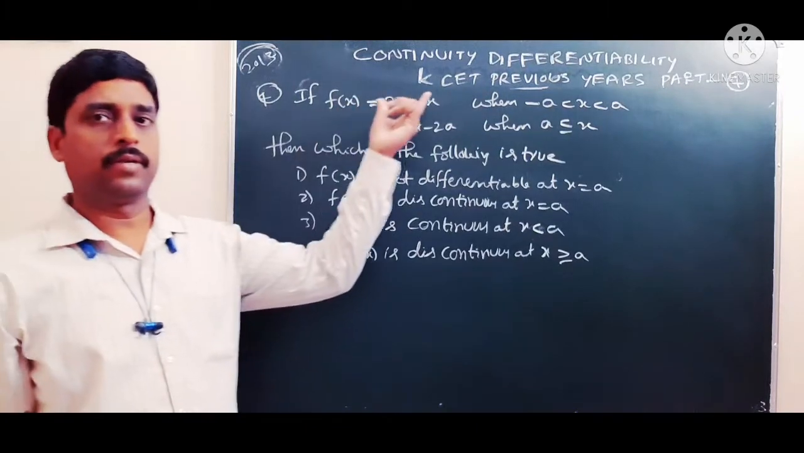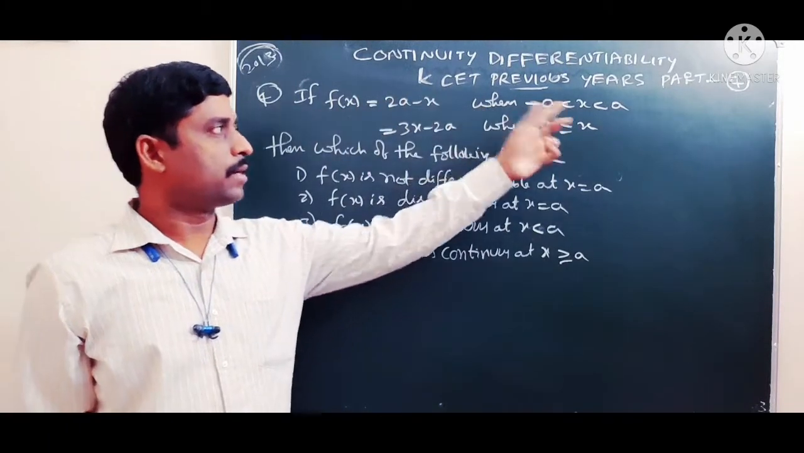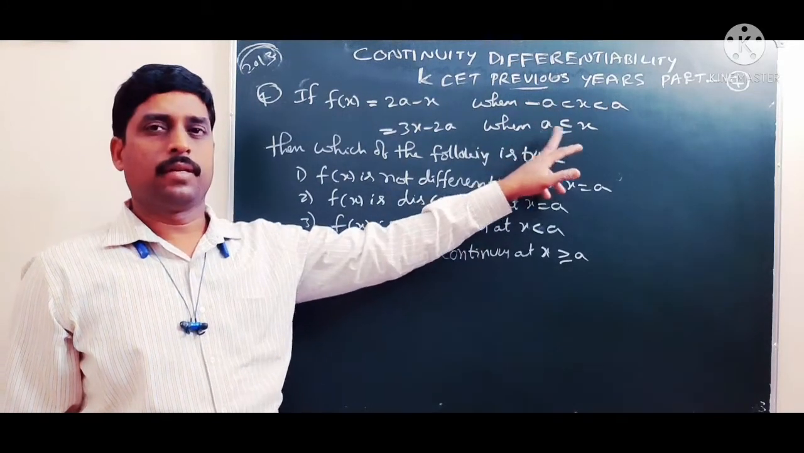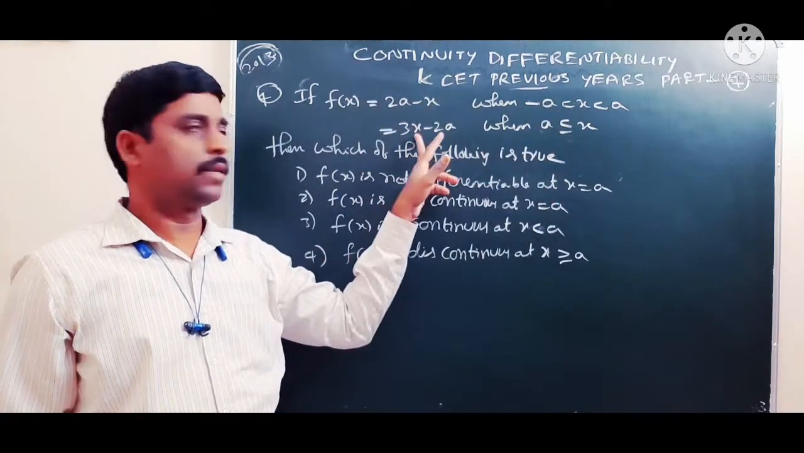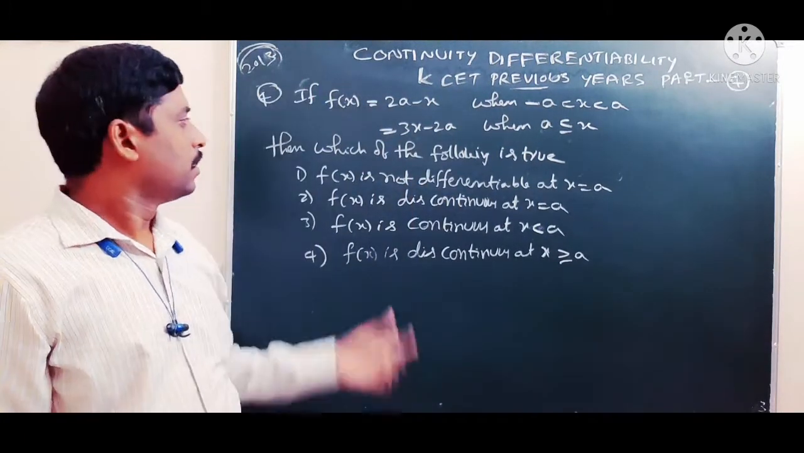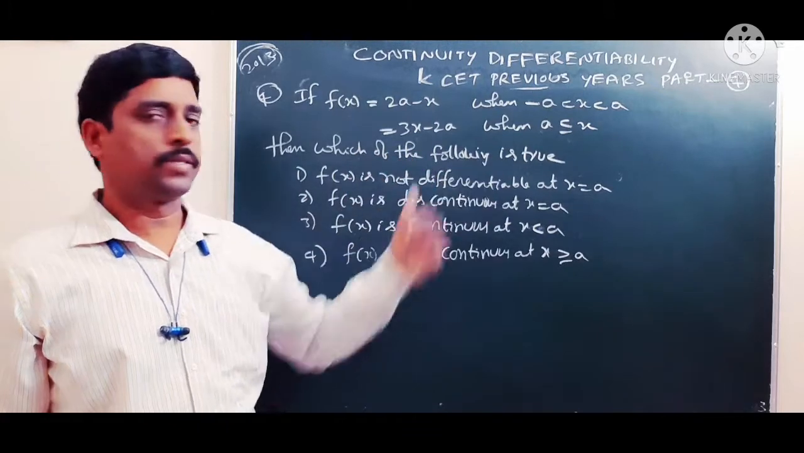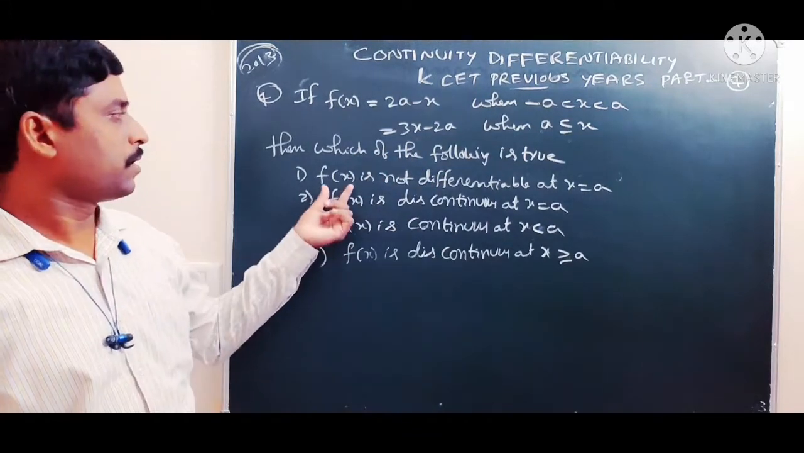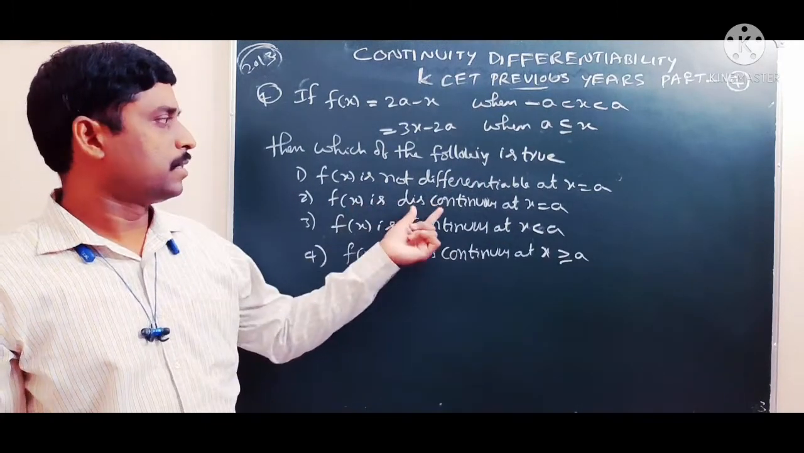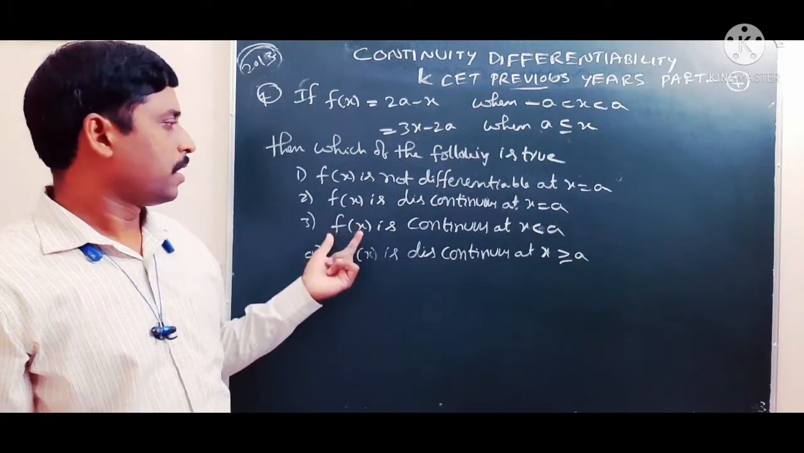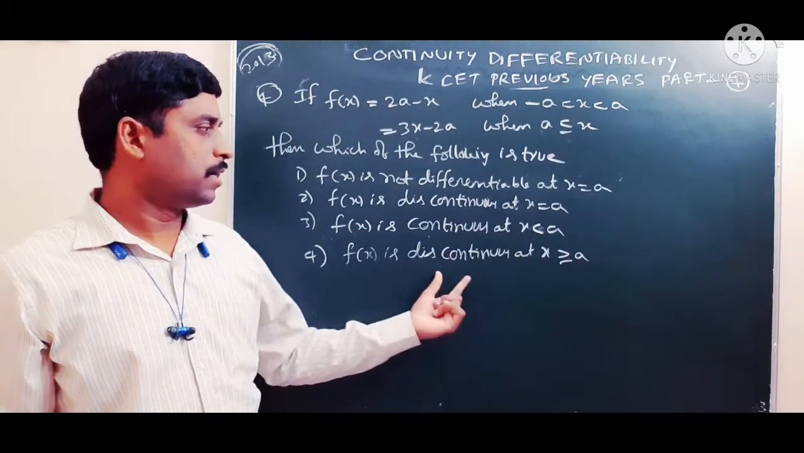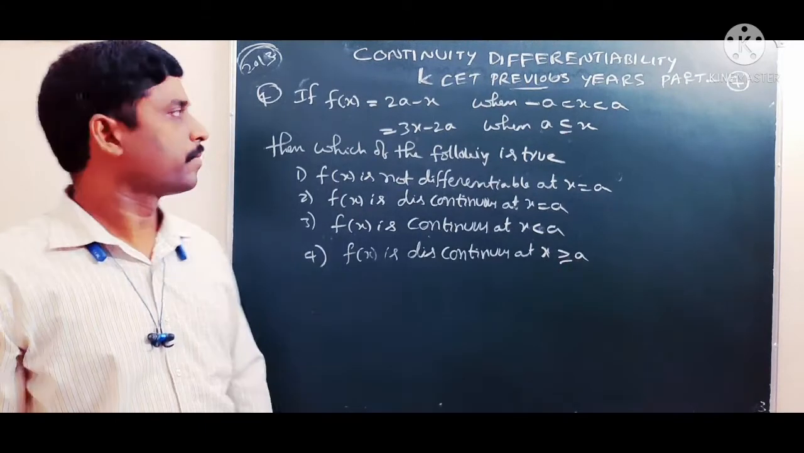f of x is equal to 2a minus x when x lies between minus a and plus a. If a is less than or equal to x, f of x is 3x minus 2a. This is from 2013. Which of the following is true? First option, f of x is not differentiable at x equal to a. Second, f of x is discontinuous at x equal to a. Third, f of x is continuous for x less than a. Fourth, f of x is discontinuous for x greater than or equal to a.